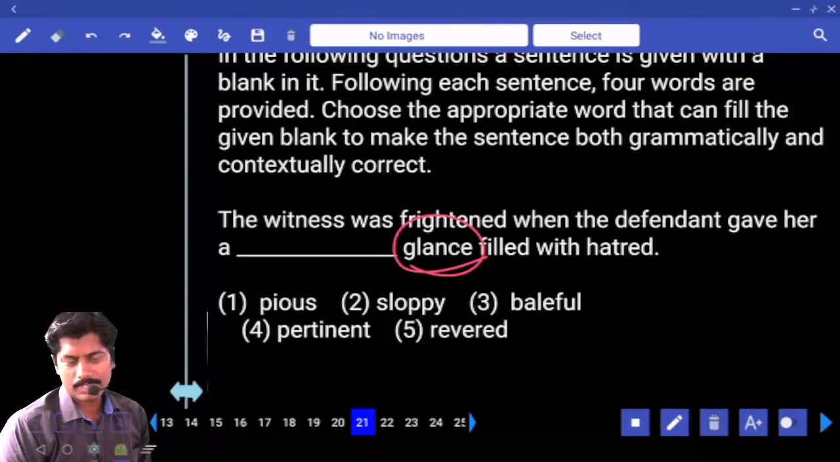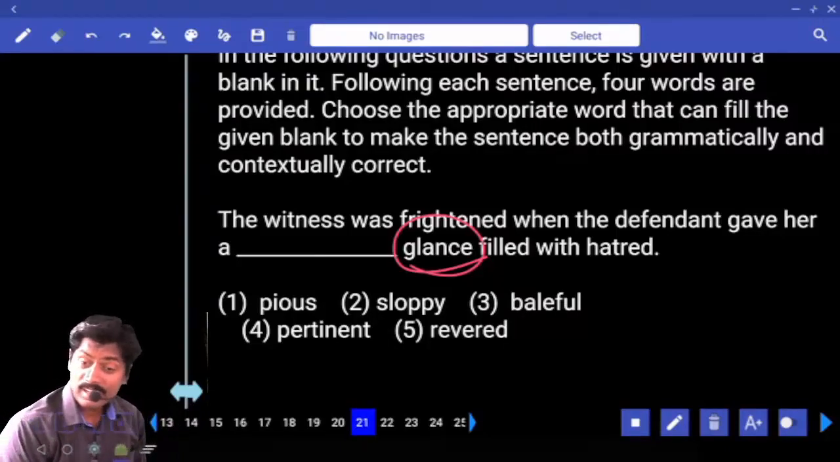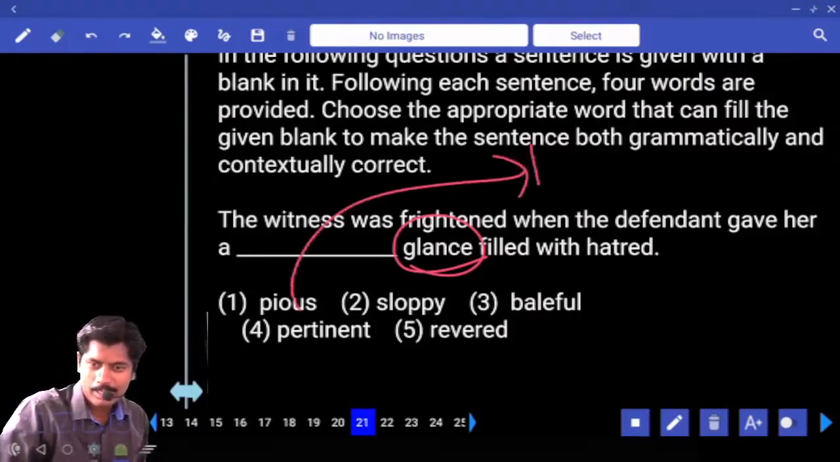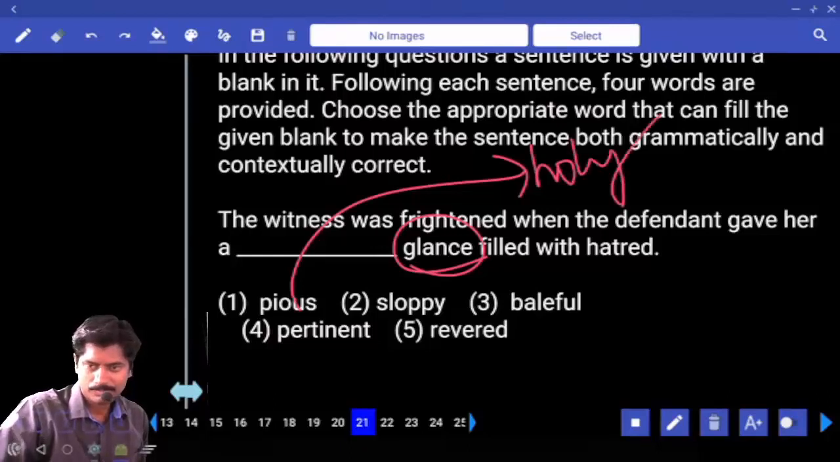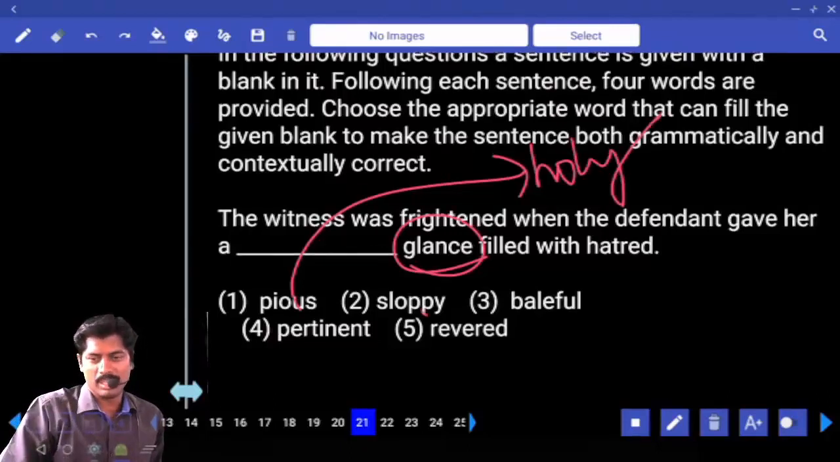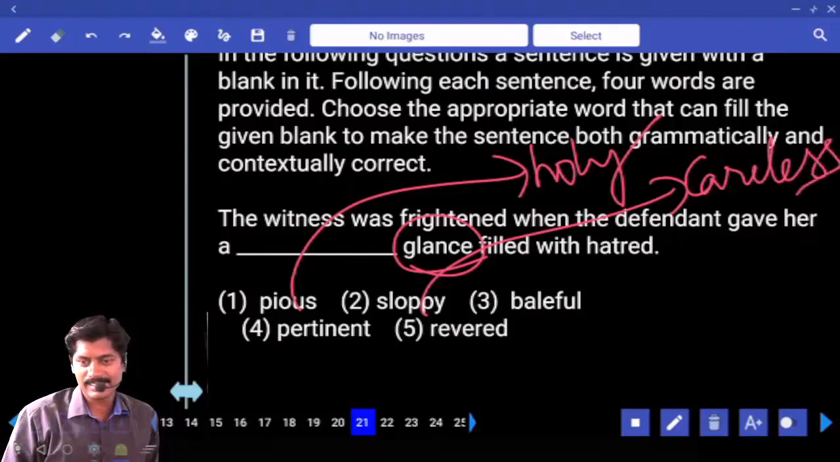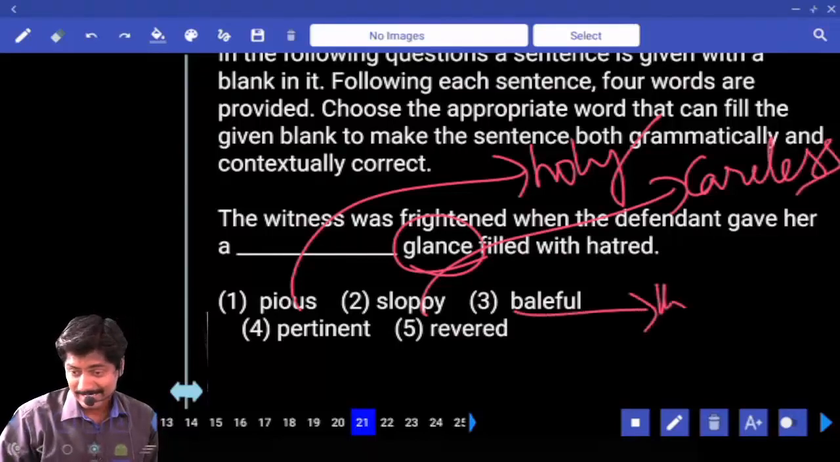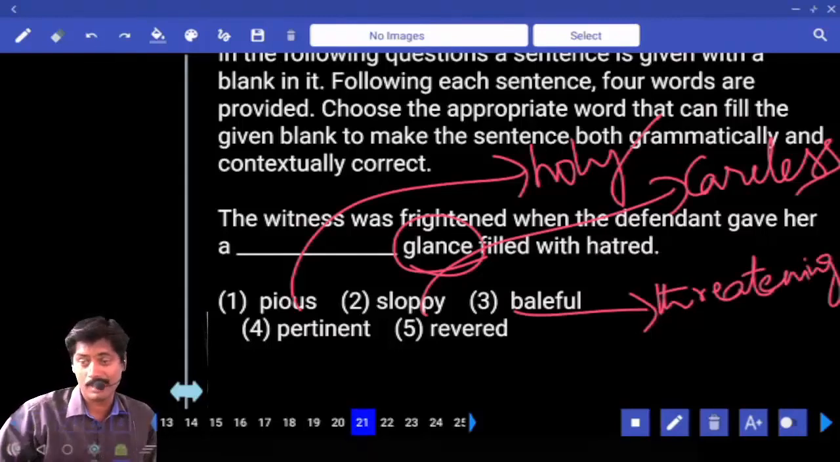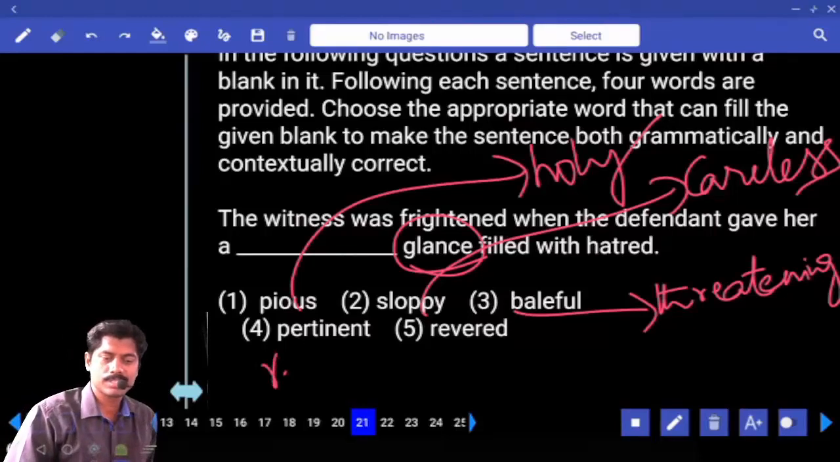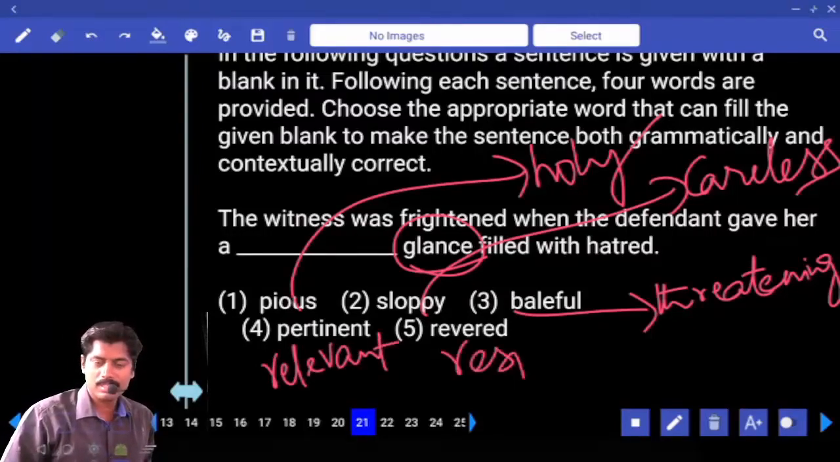What kind of glance? The witness was frightened when the defendant gave her a dash. So, what kind of glance would make the witness frightened? Pious means holy. Sloppy means careless. Careless glance. Baleful, threatening, menacing, in a way that frightens. Pertinent means relevant. Revered means respected.